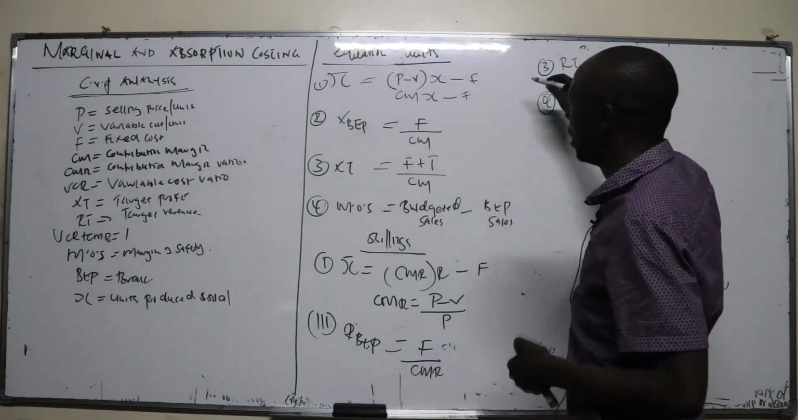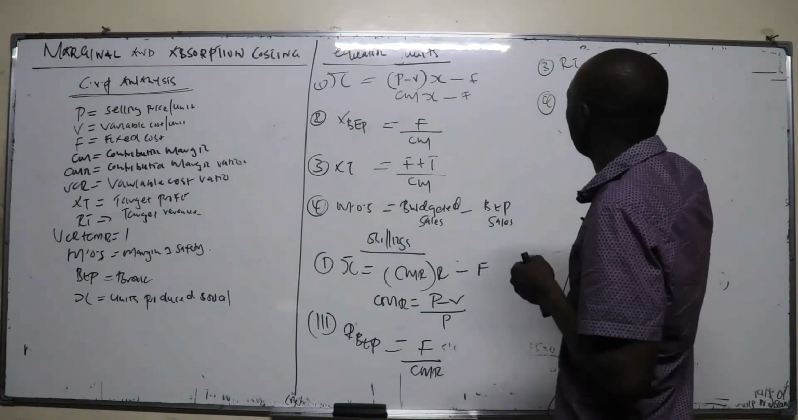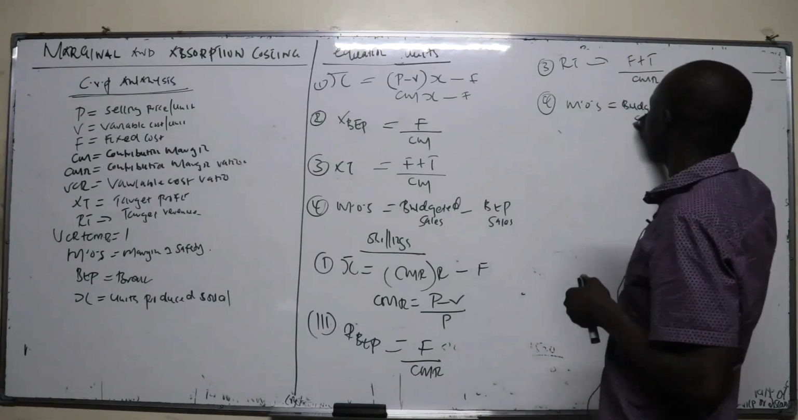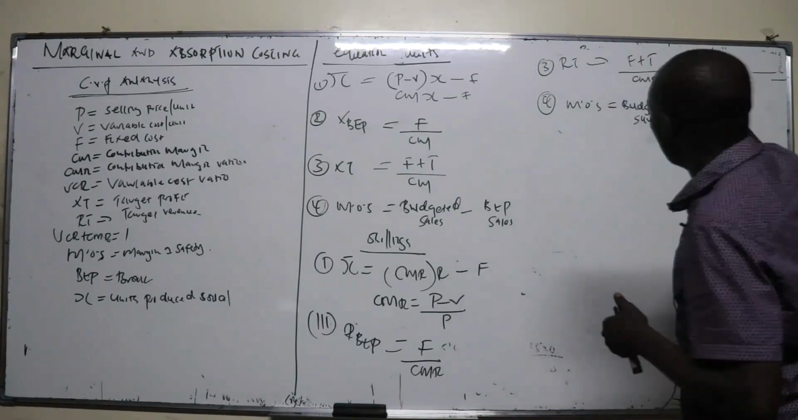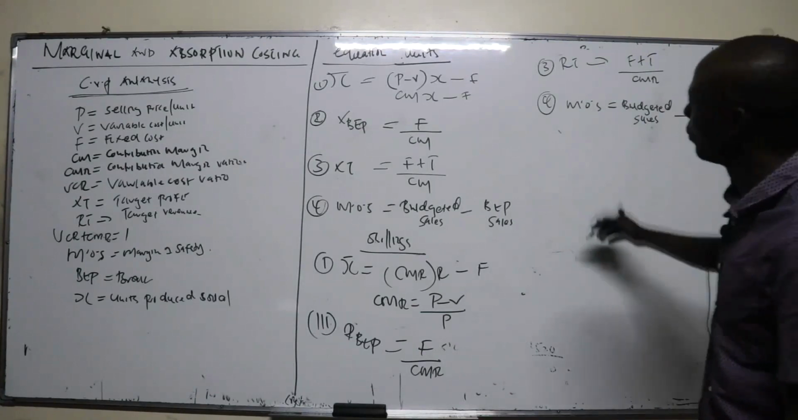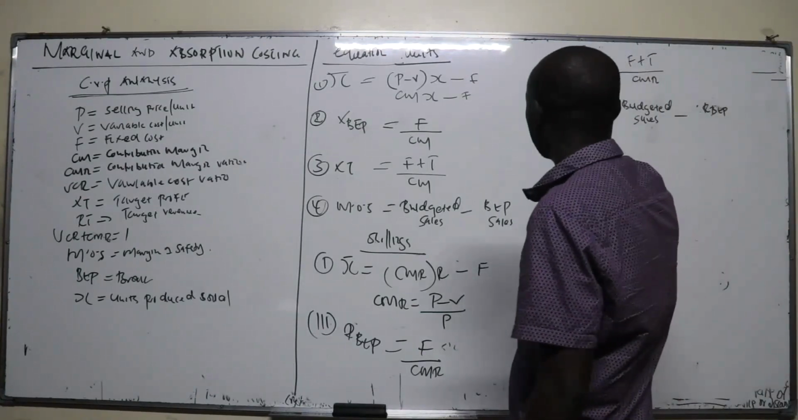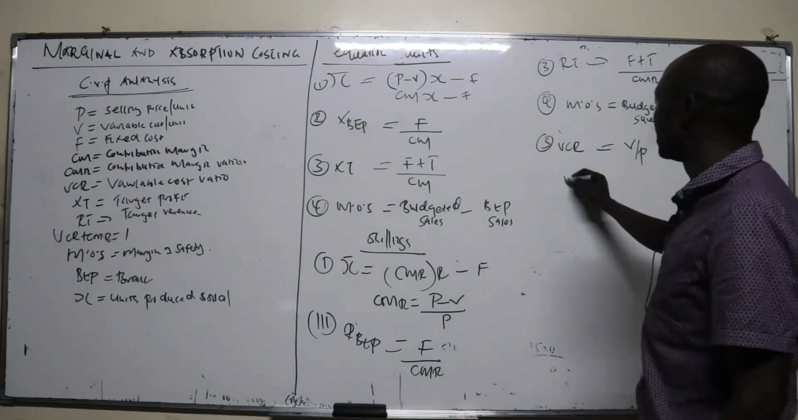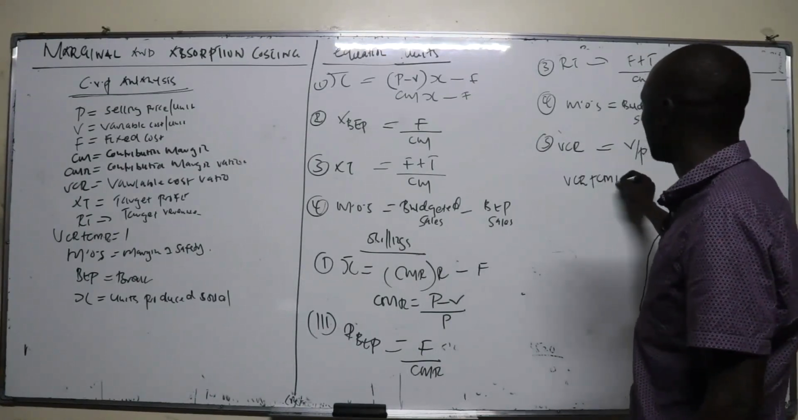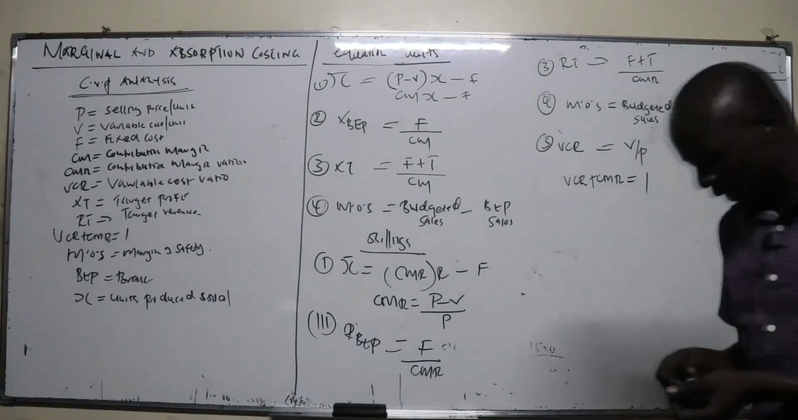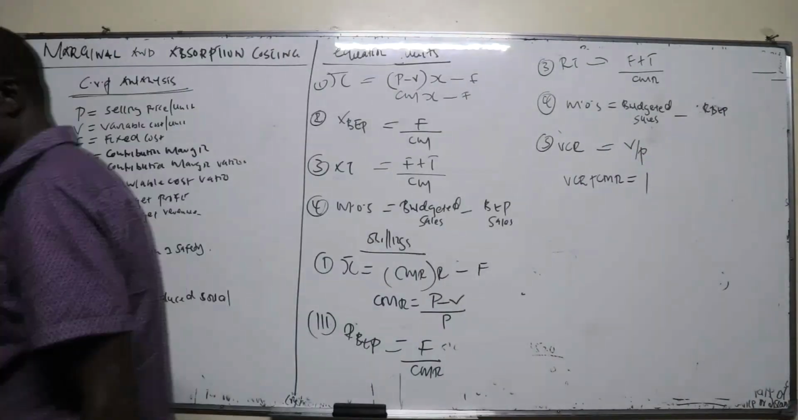Number 4 here, we have the margin of safety. Of course, it's budgeted sales in shillings minus break-even revenue, break-even in shillings. And lastly, we have the variable cost ratio, VCR, which is equal to V over P. So VCR plus CMR is equal to 1. Once you know those things that are written there, you are now safe as far as that particular area is concerned.